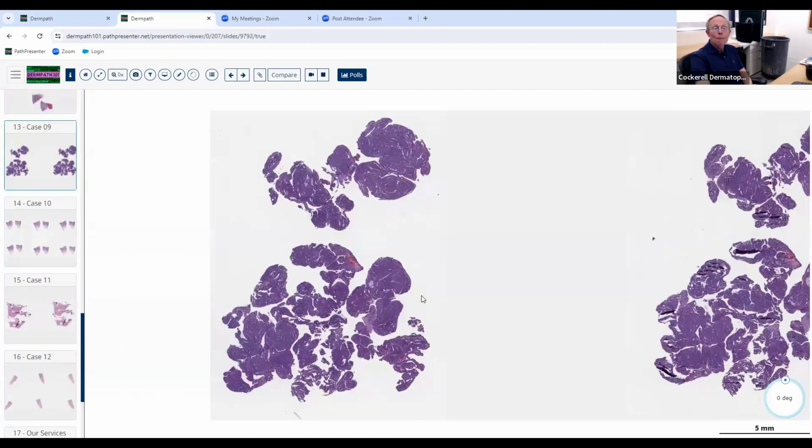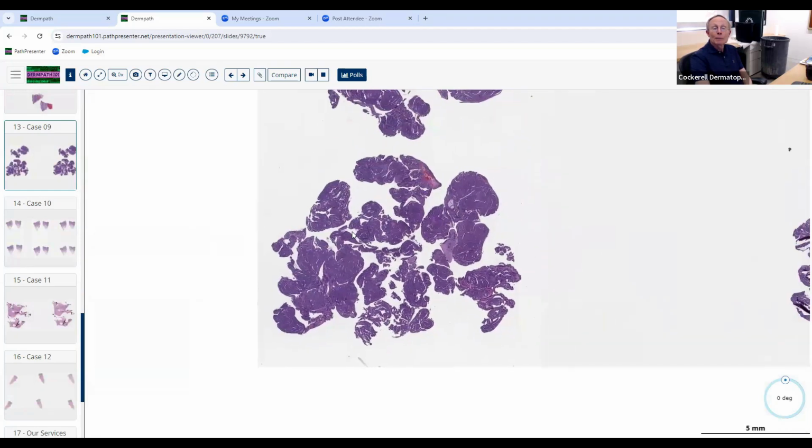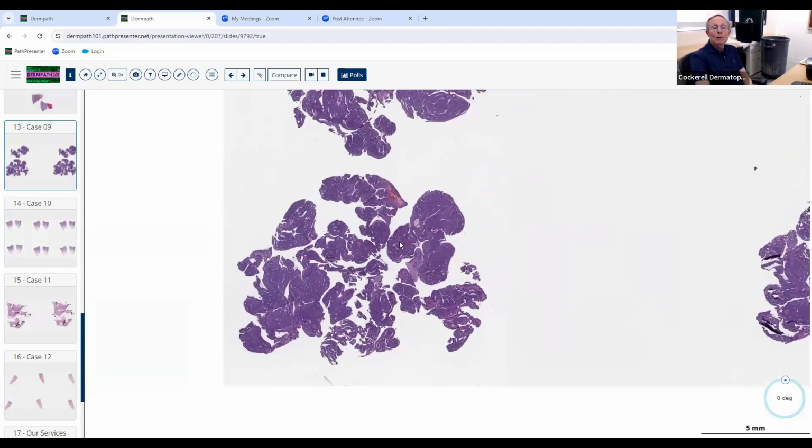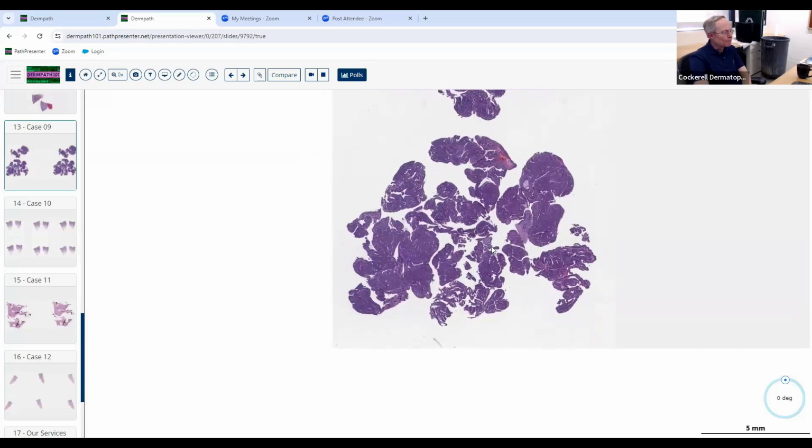Another case here. And now we've got a shave biopsy. And now we're dealing with a neoplastic process. And you can imagine what this thing probably looked like. It either was something that might have been sessile and pedunculated, or it might have been something where they enucleated it. So one of those two possibilities.